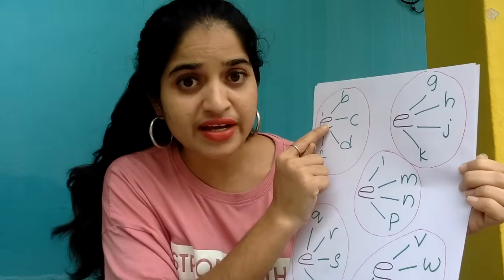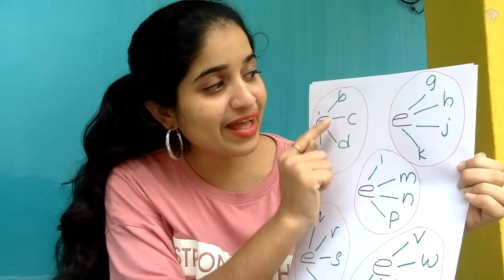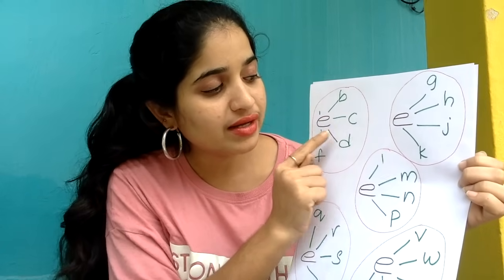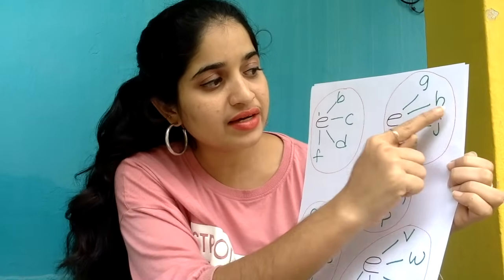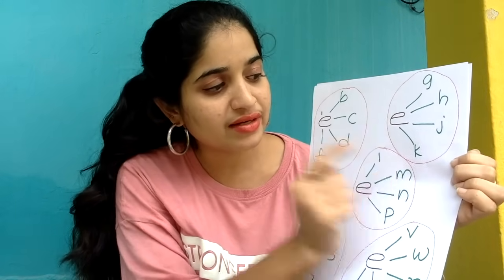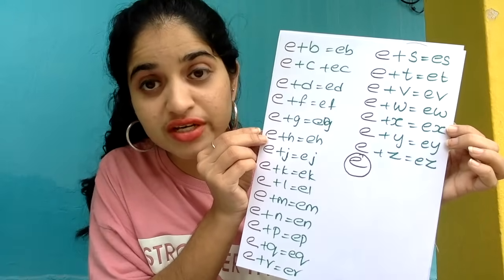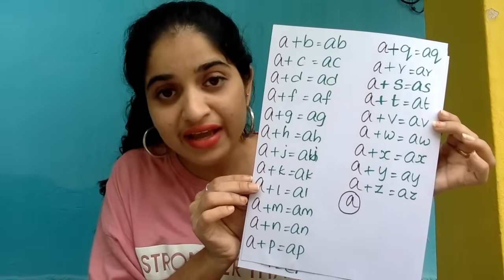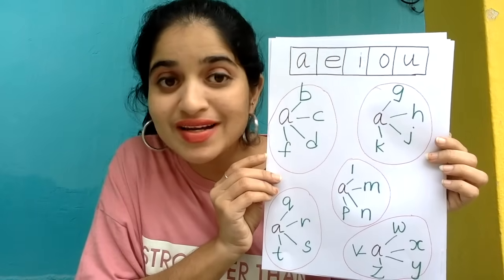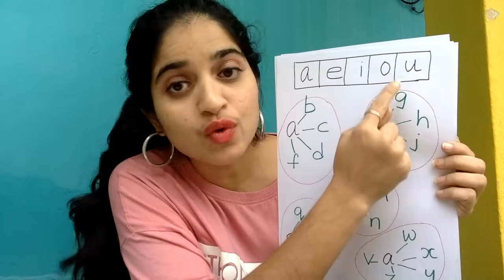Okay, now let's try and blend this letter E with the rest of the consonants. Eh, b, eh, c, eh, d, eh, f, eh, g, eh, h, eh, j, eh, k. After the blending is over, we should teach them how to blend the letter E with the rest of the consonants. Make sure to be thorough with the vowel consonant blends of alphabet A. This is the easiest way where a child will learn to blend the vowels and consonants together. The same has to be done for I, O and U.